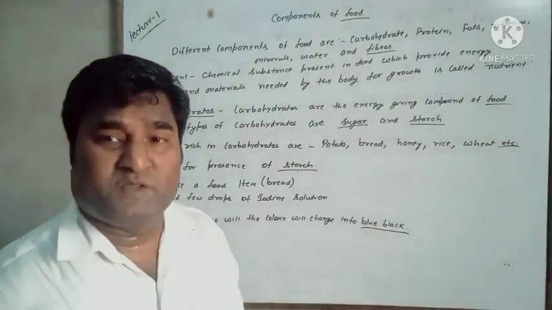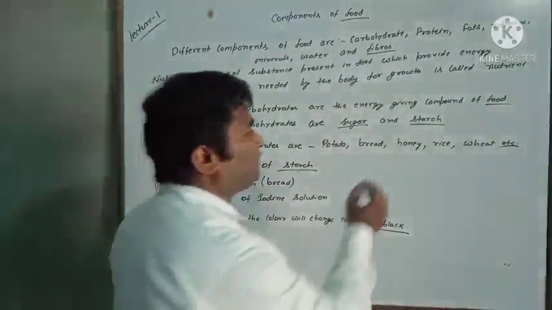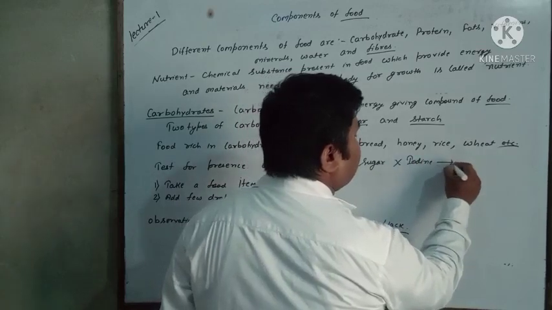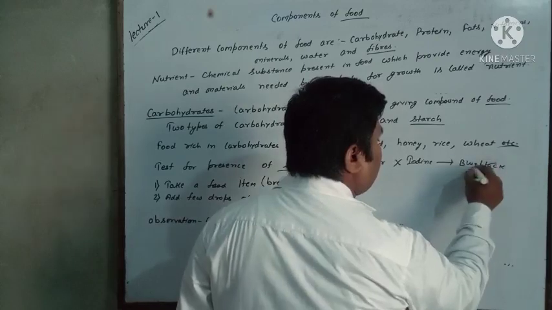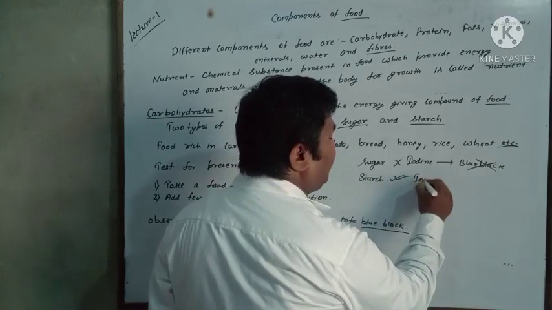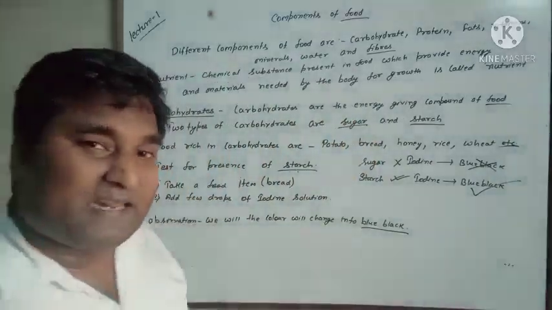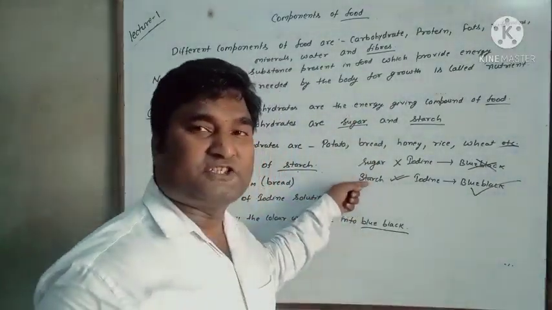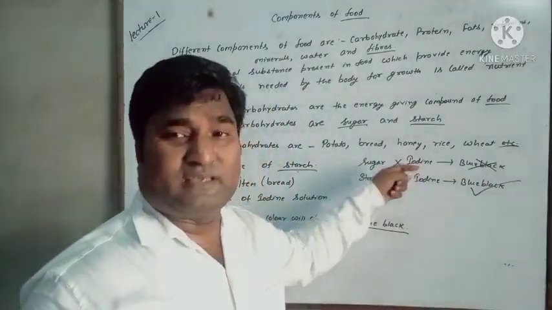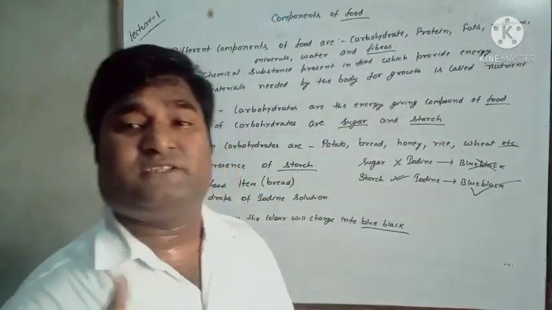For example, if you take sugar, the table sugar that we eat, and add iodine to it, you will not see blue black, because sugar does not react with iodine to give blue black. No blue black with sugar. But starch will react with iodine to give blue black color. So a food item that gives blue black color with iodine contains starch, and a food item that does not give blue black color with iodine does not contain starch. One thing you should remember: iodine always changes the color of starch into blue black.